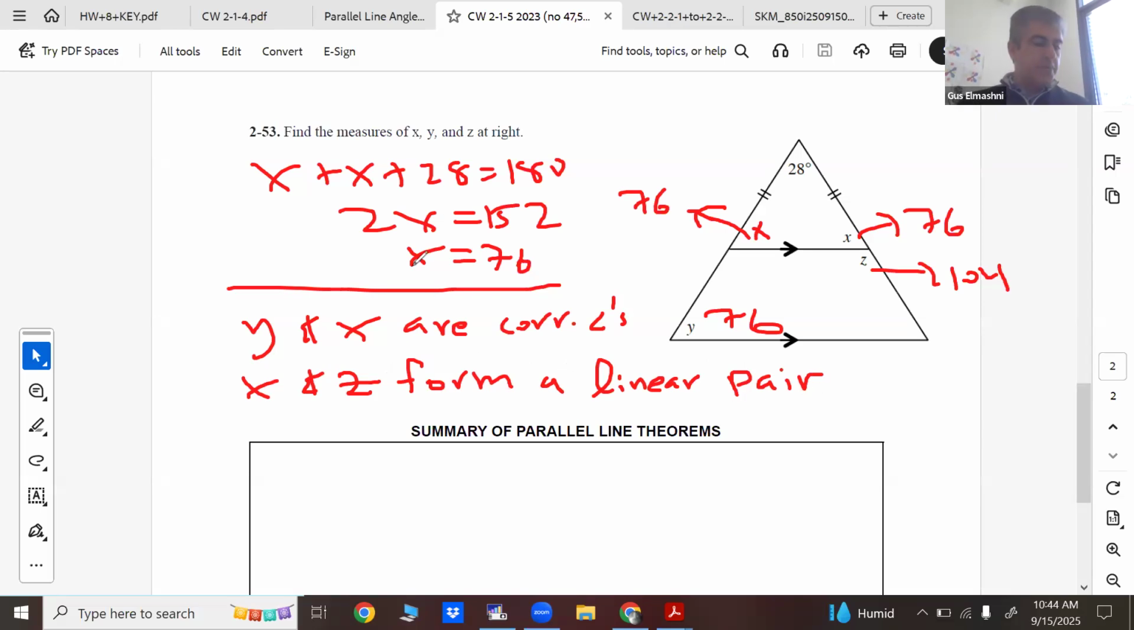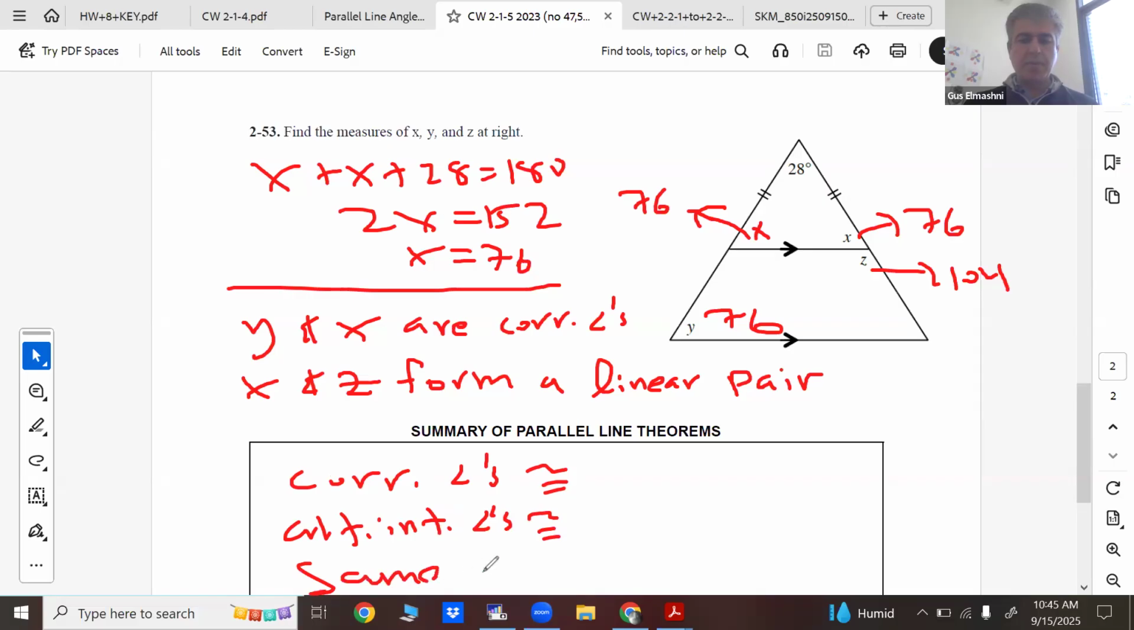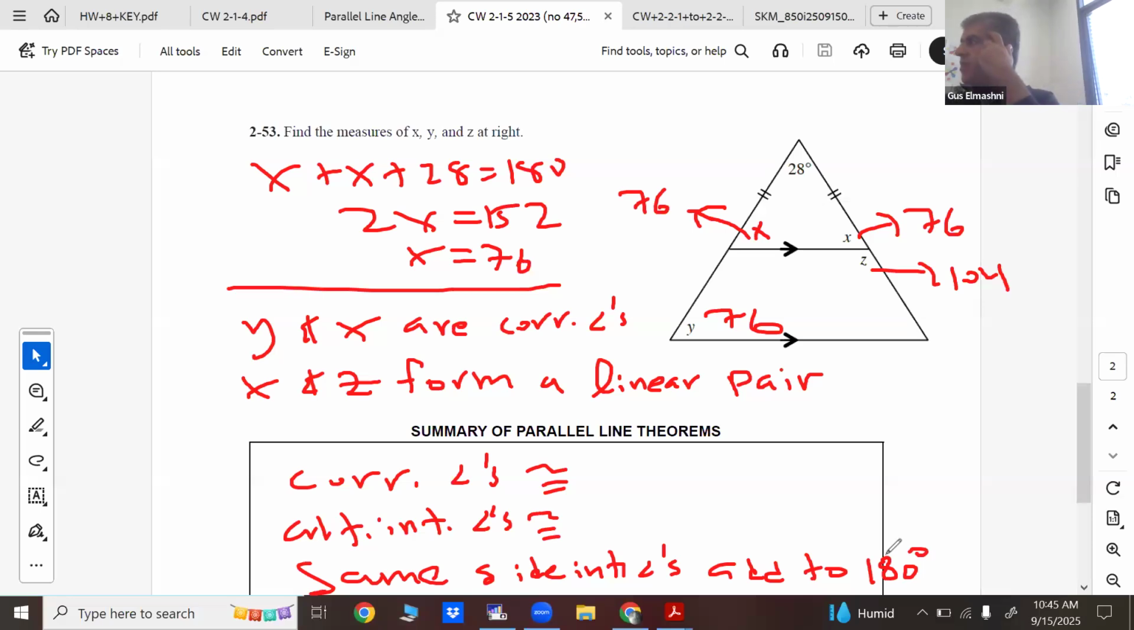So the summary of parallel line theorems: corresponding angles congruent. Alternate interior angles congruent. Those are the three I really care the most about. Same side interior angles add to 180. The rest you can derive pretty easily. Those are the three big ones.